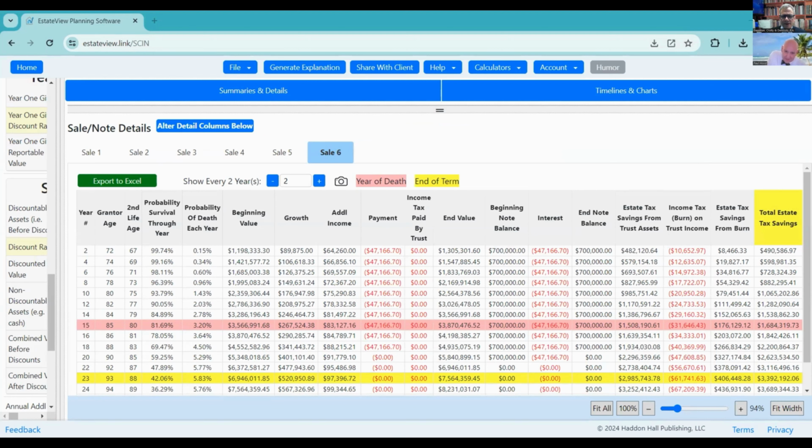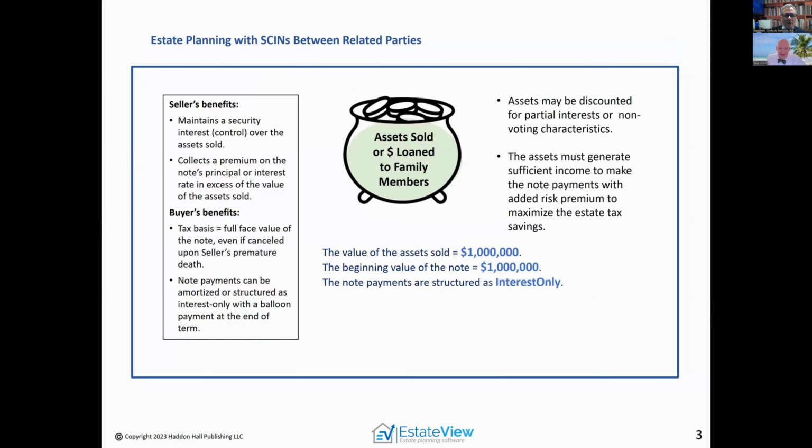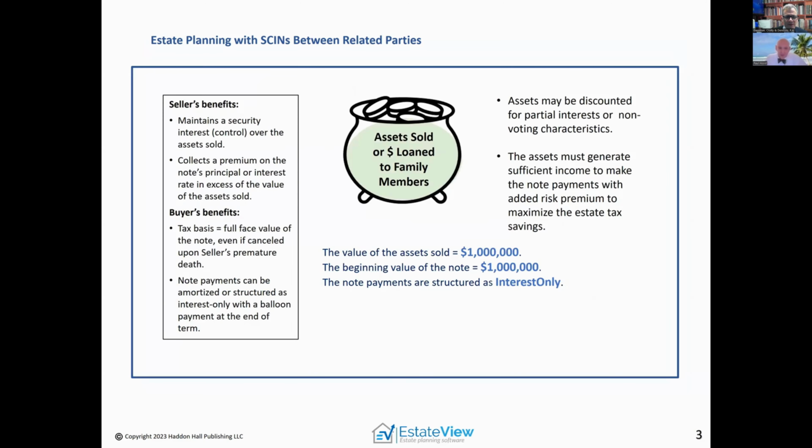There it is. It's editable. I can't eat it, but I can edit it. And so the PowerPoint shows me I made a seed capital gift of $100,000, payments over 23 years to age 85, 2.5981% interest rate premium, no principal risk premium. Which I think is the safer way to go. Yeah, I agree.